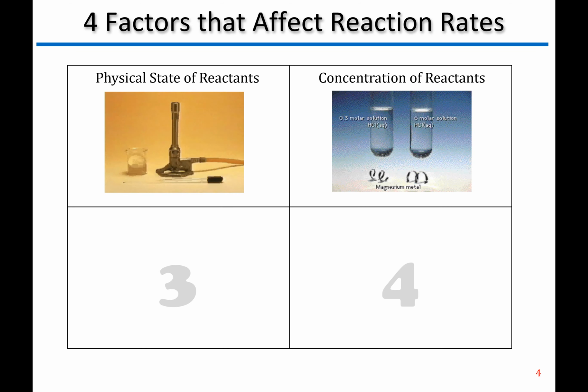Next, we have concentration of the reactants. So this is exactly how concentrated your reactants are, and this affects things like collisions. If my two reactants can find each other a lot more easily inside of the solution, compared to if they're very dilute, where they can't really find each other all that often, that's going to affect the reaction rate, slower or faster, depending on the particular reaction. Generally speaking, if two reactants can find each other more often, that's going to be a faster reaction.